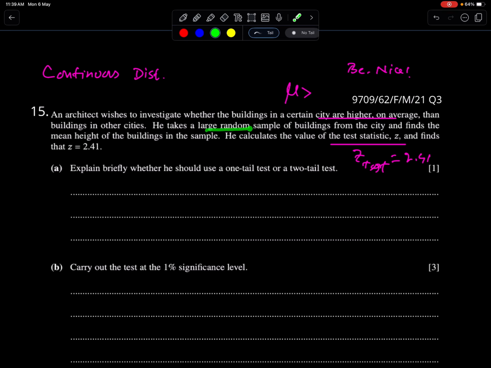He takes a large random sample of buildings from the city and finds the mean height of the buildings in the sample. He calculates the value of the z test statistic, which is 2.41. Explain briefly whether he should use a one-tail test or a two-tail test. A one-tail test, because we look for an increase.